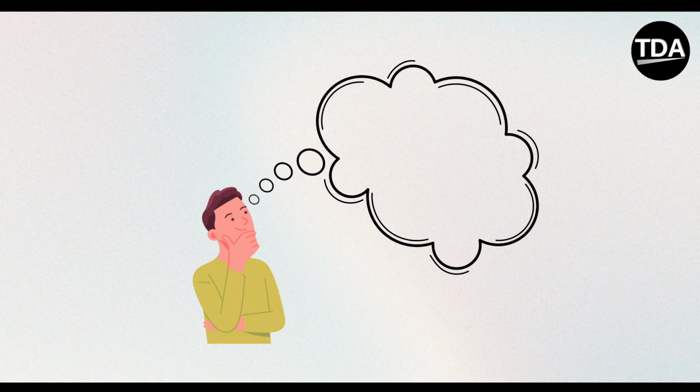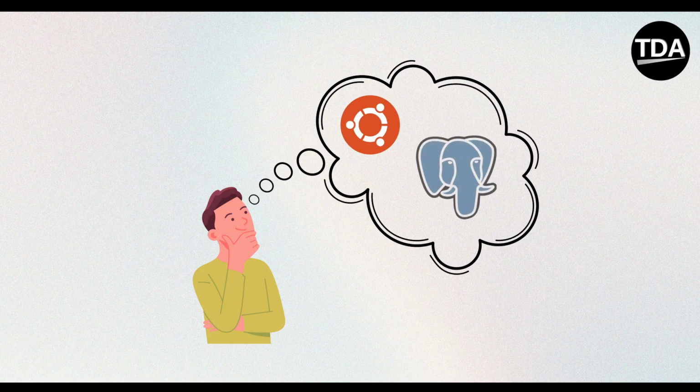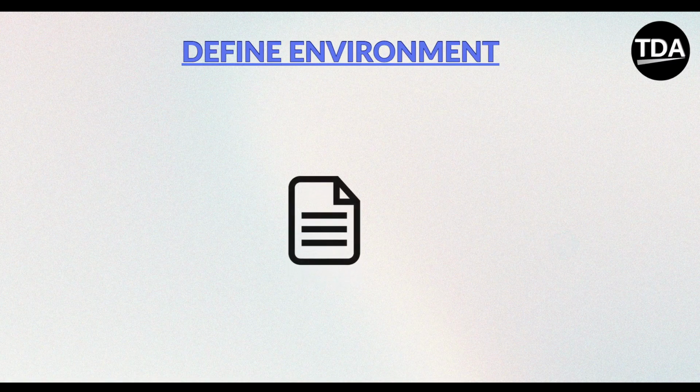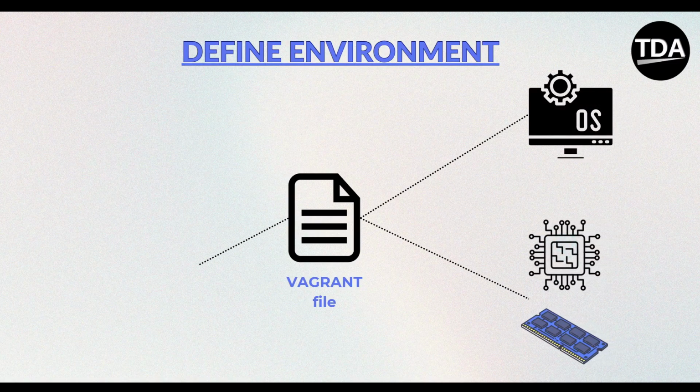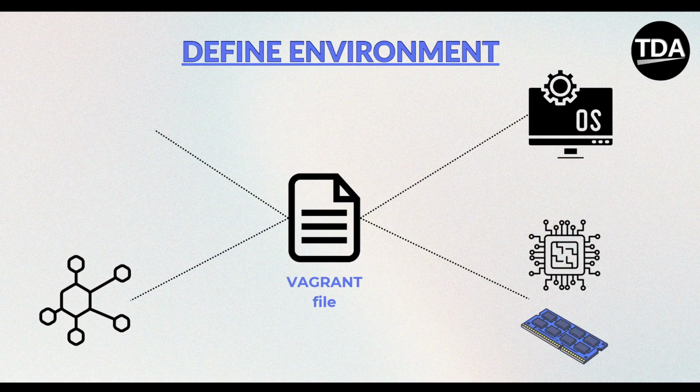Imagine you need to set up a development environment for a web application. You need an operating system like Ubuntu and a database like PostgreSQL. The entire environment is defined in a simple configuration file called a Vagrantfile. The Vagrantfile includes details like which operating system to use, how much CPU and RAM to allocate, what the network settings should be, and what software should be pre-installed. Once this file is written, you no longer have to manually configure machines. Anyone on your team can just use the same Vagrantfile and get an identical environment.